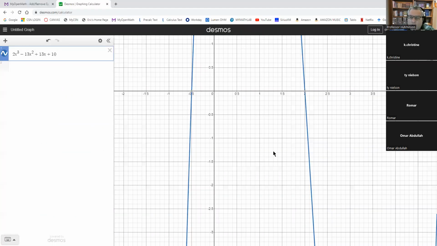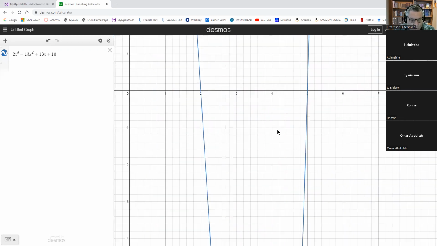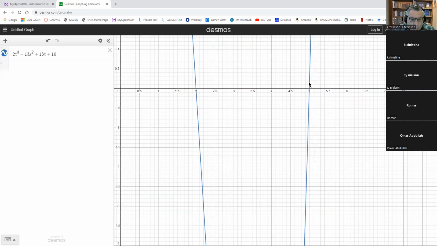Okay, so here is the problem we were just working on, 2x cubed minus 13x squared plus 13x plus 10. I put that in there, and if we look on here, we see it goes through a 2, so it's better to use a whole number if you can. This looks like it goes through 0.5, but let's look at 2 instead. Now, of course, with Desmos, you can zoom out, so there's actually another one over here that we can use as 5.